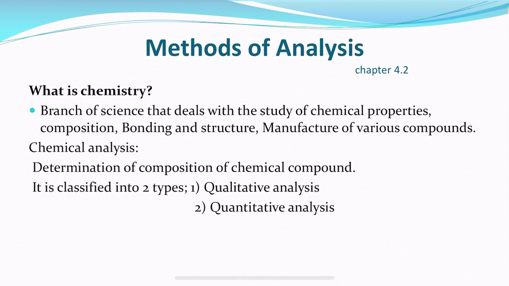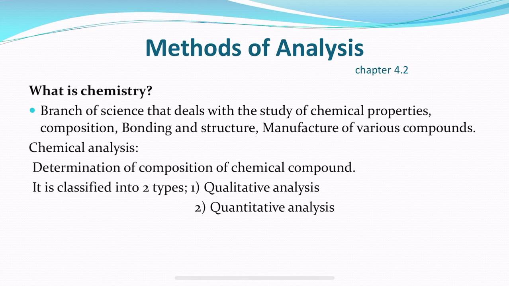Now, what is meant by chemical analysis? Chemical analysis means determination of the composition of a chemical compound. That means we determine what compositions are present in it by subjecting that particular compound to examination, and we find out the composition of that compound. That is called chemical analysis. This chemical analysis is classified into two types: one is qualitative analysis and the other is quantitative analysis.